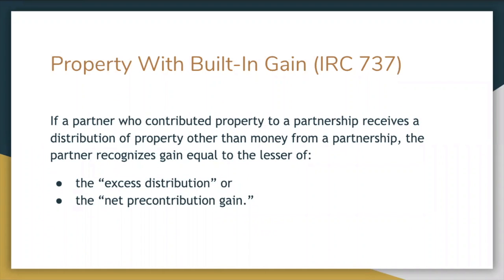Property with built-in gain under IRC 737. If a partner who contributed property to a partnership receives a distribution of property, other than money in this case, from the partnership, then the partner needs to recognize gain equal to the lesser of the excess distribution or the net pre-contribution gain. Let's look at an example.